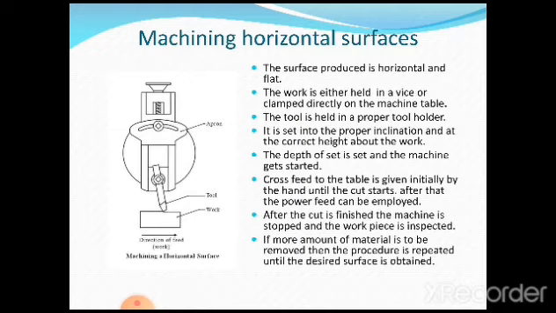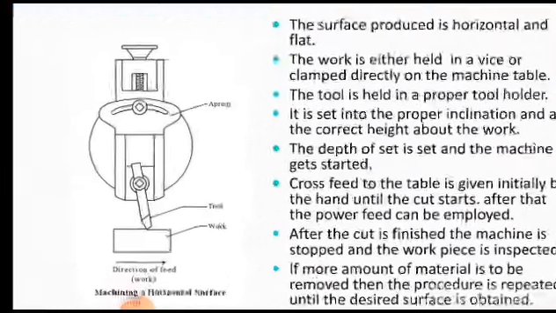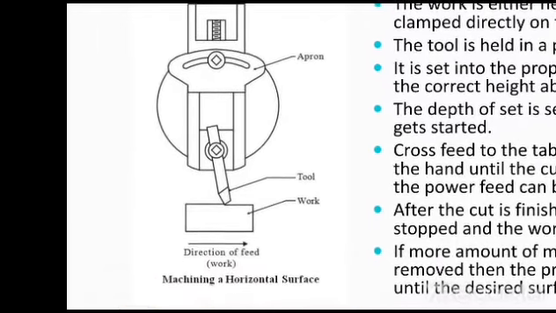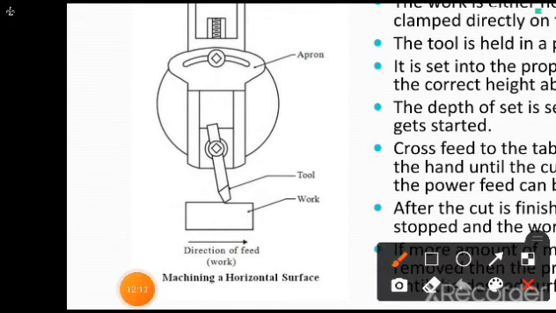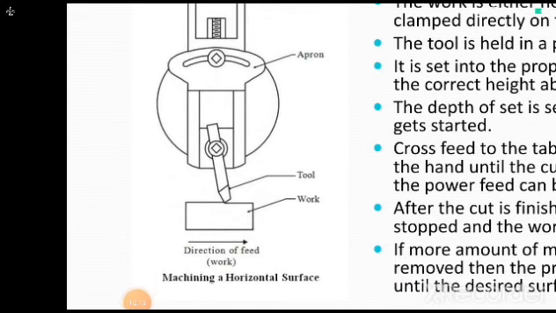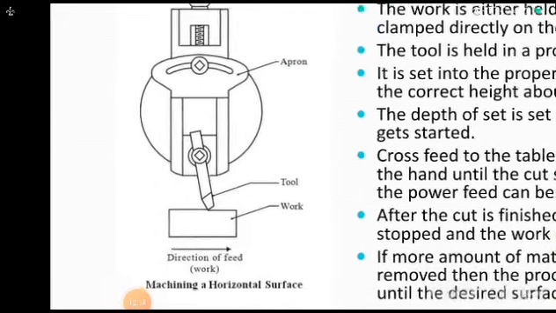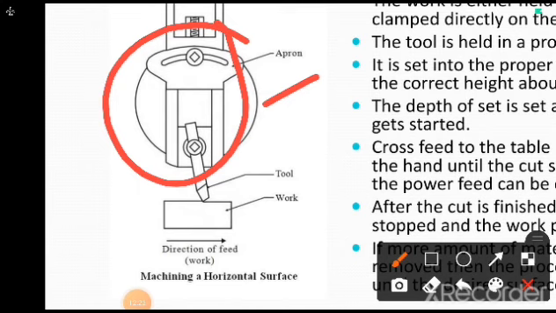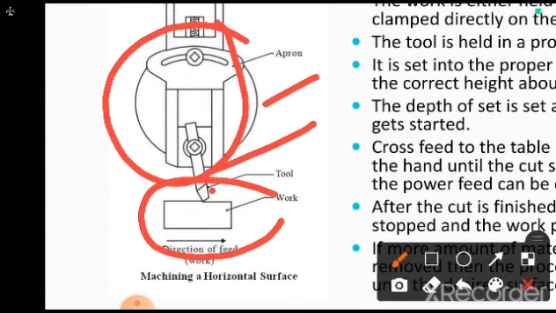Now let us understand in detail the machining of horizontal surfaces. As you are going to see very clearly here, I will be discussing it in detail at the beginning. This portion is nothing but a ram face, and this portion is called the tool head. Here you have a single point cutting tool, and this is the workpiece which is being held, and the feed is given in this direction.